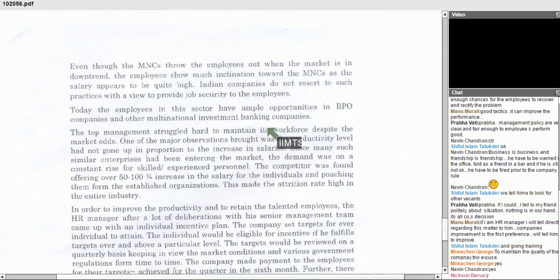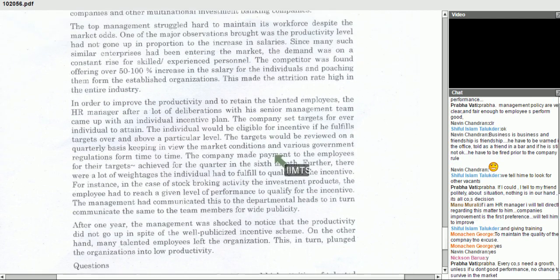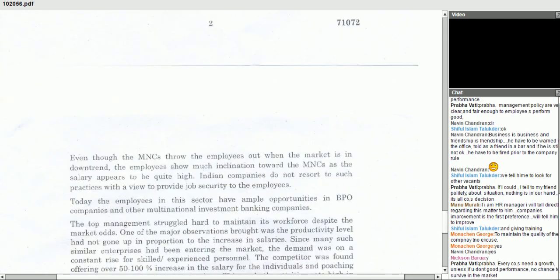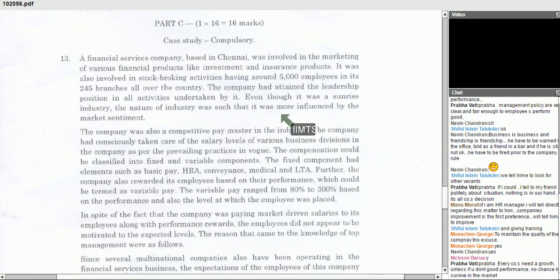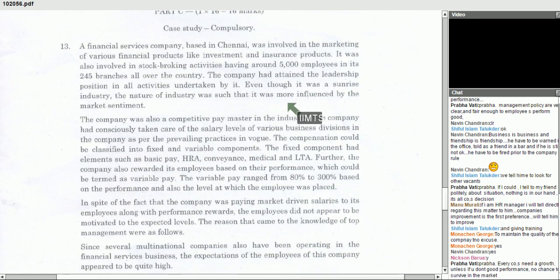Let's see if it has questions or not. So it's a 2-page case study. Anyways, let's read it together.